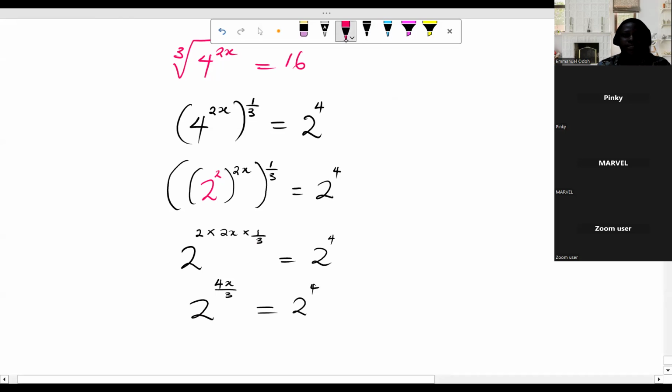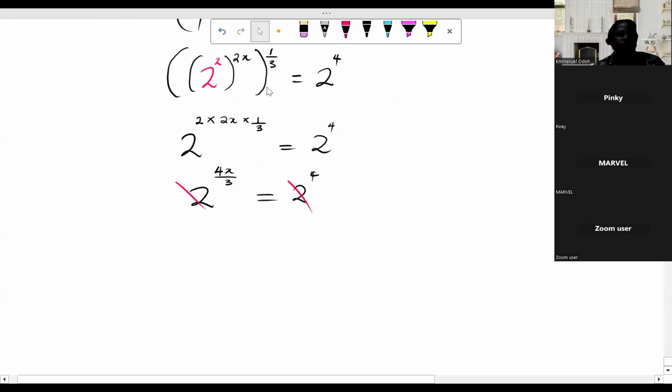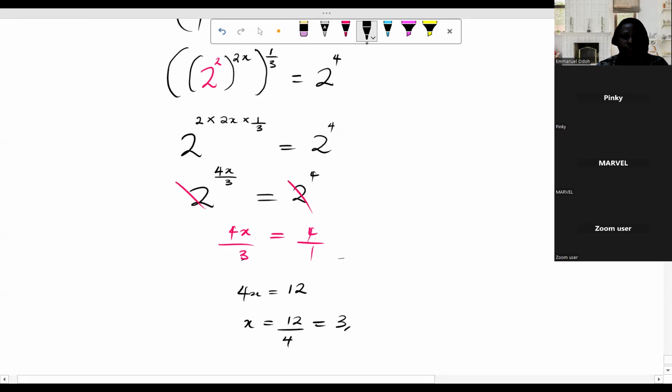So we can eliminate the base from both sides. So 2 to 2 cancels, and I'm left with 4x over 3 equals 4. So we can cross multiply. 4x times 1 is 4x, equals 3 times 4, which is 12. So we can divide both sides by 4, so x becomes 12 over 4 to give us 3. So the value of x in that equation is 3.